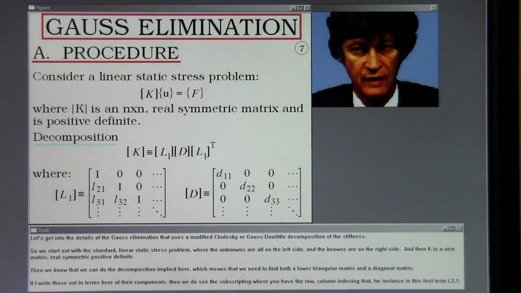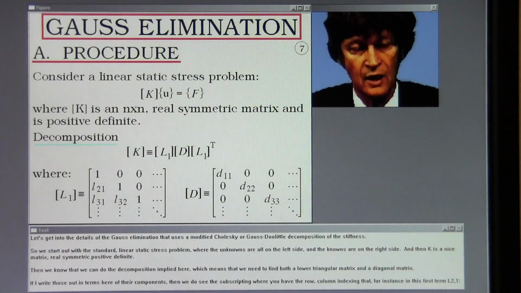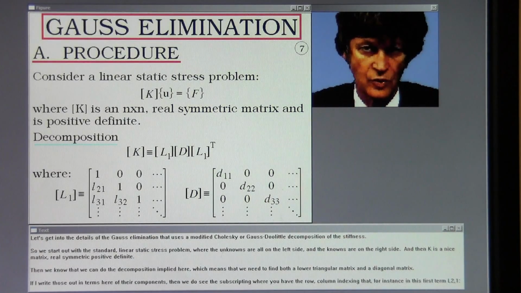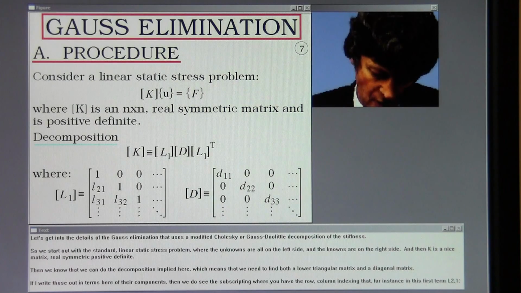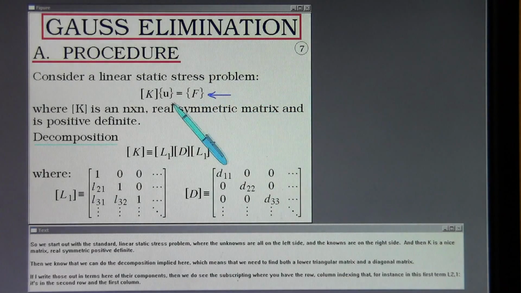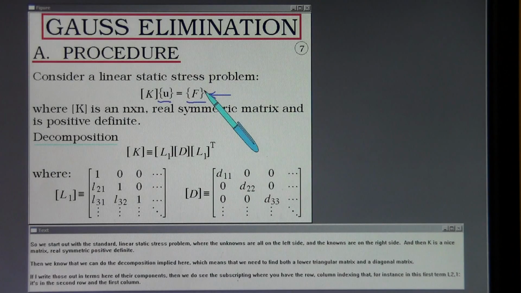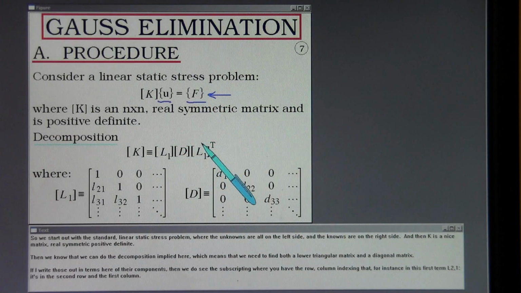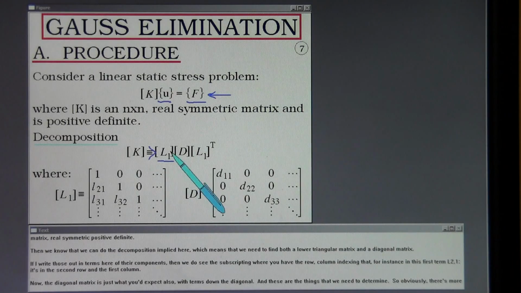Let's get into the details of the Gauss elimination that uses a modified Cholesky or Gauss-Doolittle decomposition of the stiffness. So we start out with the standard linear static stress problem where the unknowns are all on the left side and the knowns are on the right side. And then K is a nice matrix, real, symmetric, positive definite. Then we know that we can do the decomposition implied here, which means that we need to find both a lower triangular matrix and a diagonal matrix.